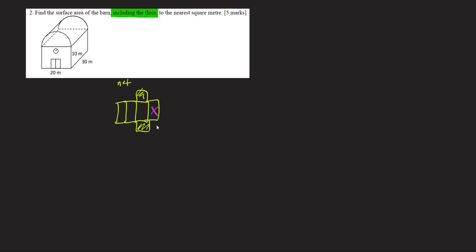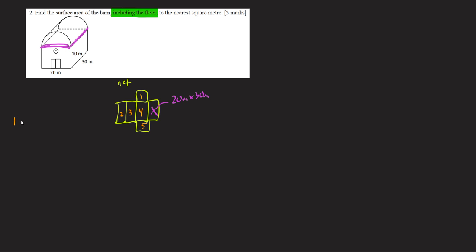The one that doesn't count is this, where the joists would be for this roof, which is 20 by 30 meters long. So one of these that is 20 by 30 meters, we don't count. The other ones we do. So let's just make a little list. I'm going to number them: number 1, 2, 3, 4, and 5.